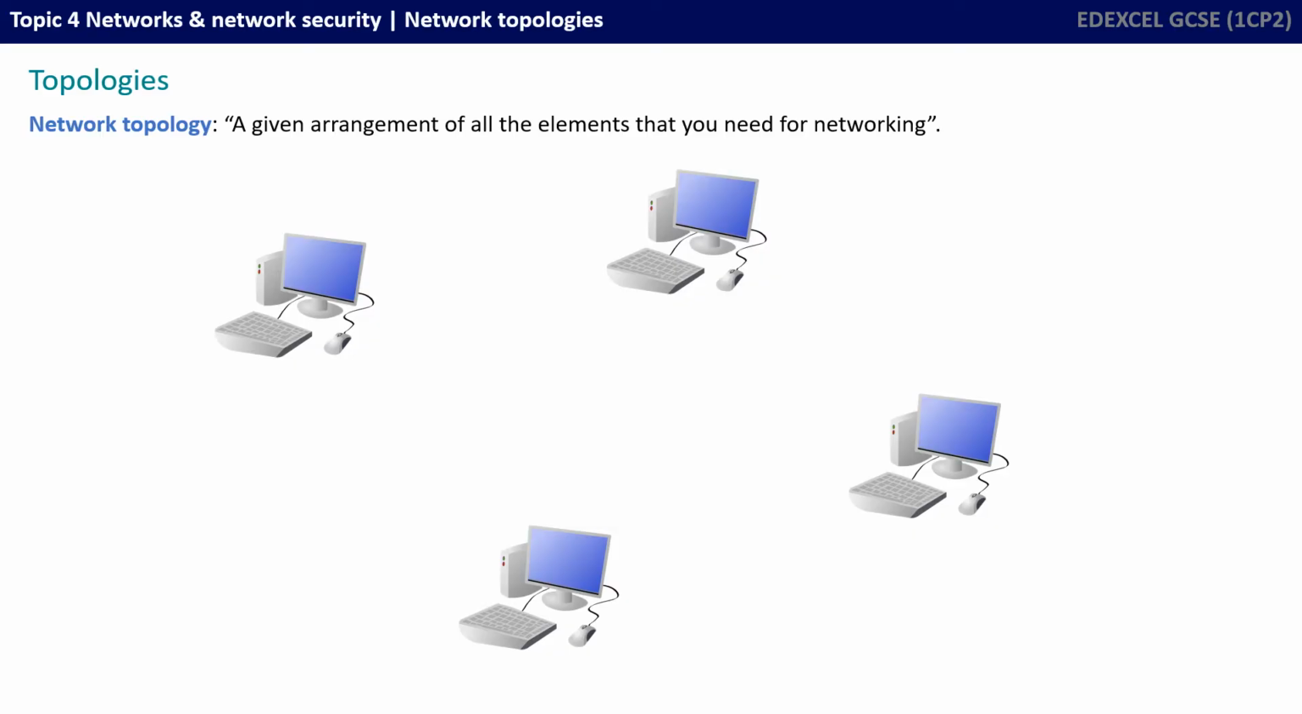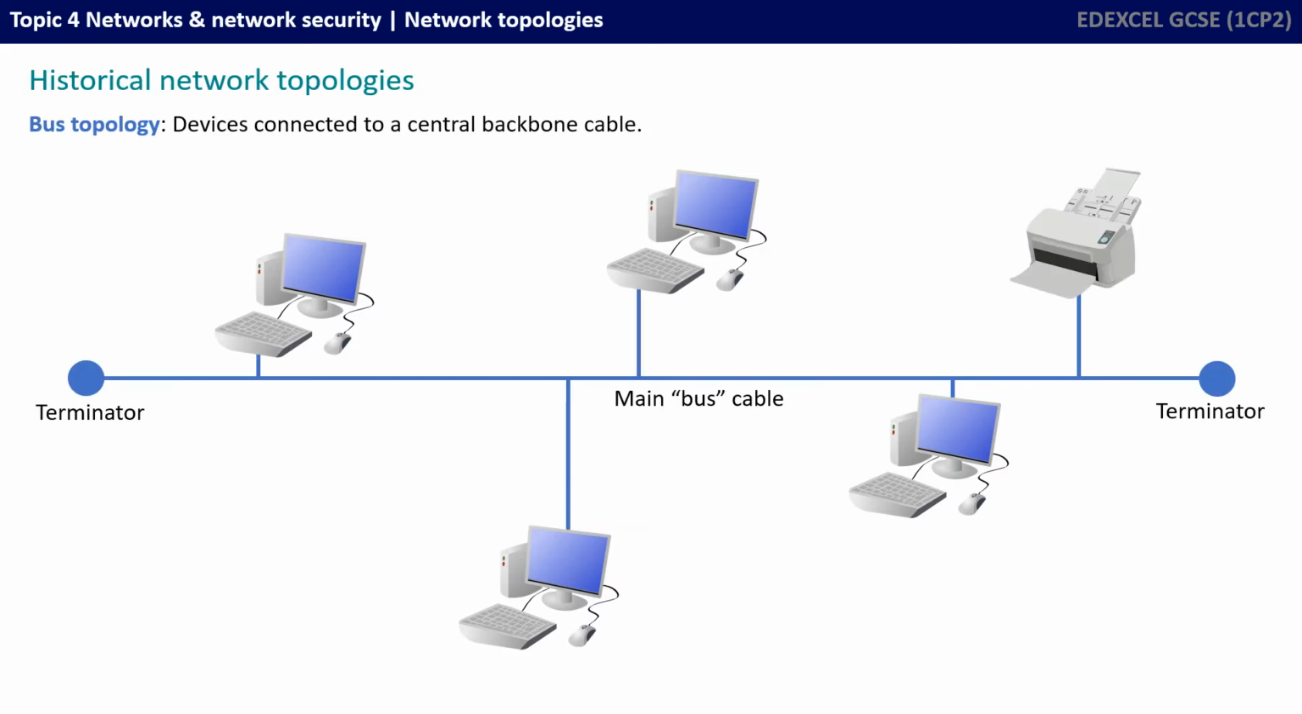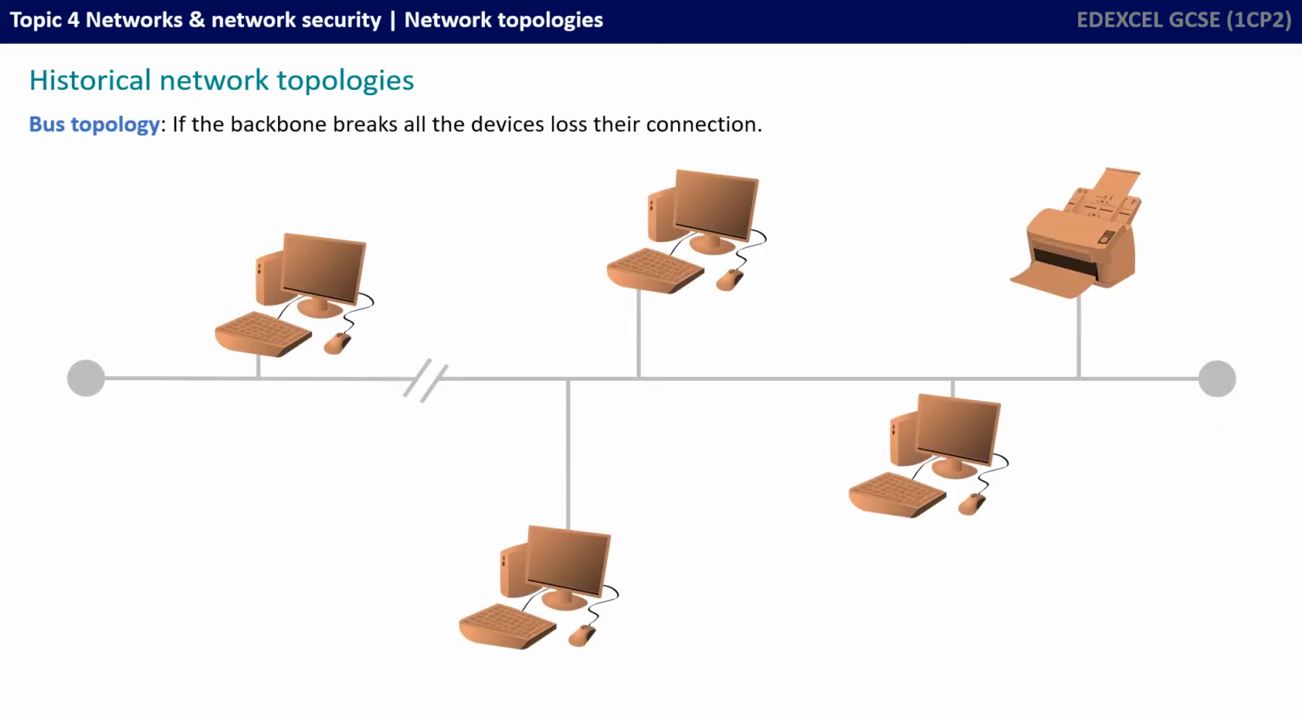Here we've got 4 computers, and we could choose to arrange these in a number of ways. Years ago, these computers would have been connected possibly with a bus network, where you have a backbone connection and each individual PC is then connected to this backbone. One of the major disadvantages with this kind of topology is you only needed to get a break in the backbone and all the computers would lose their connection.